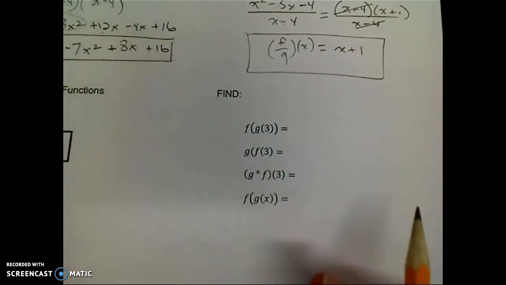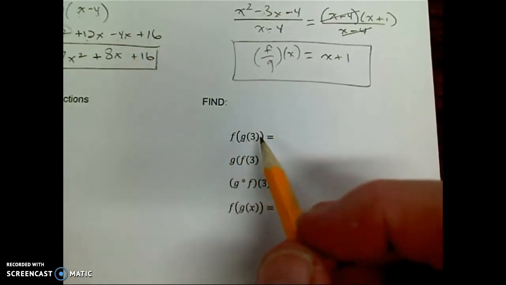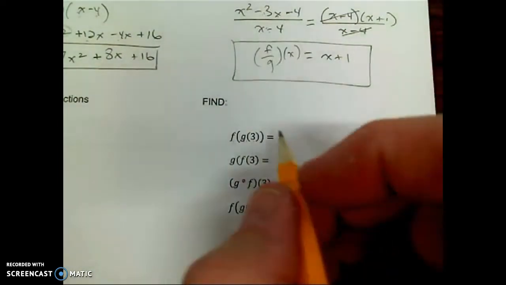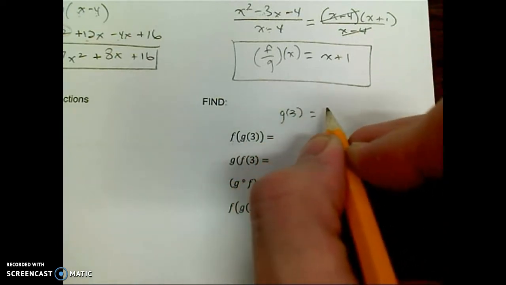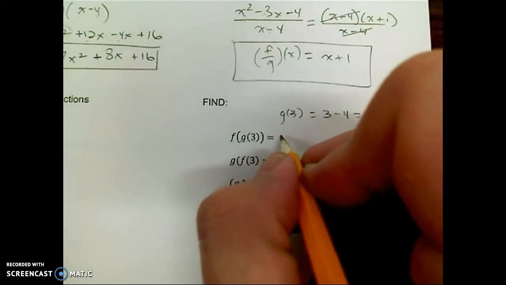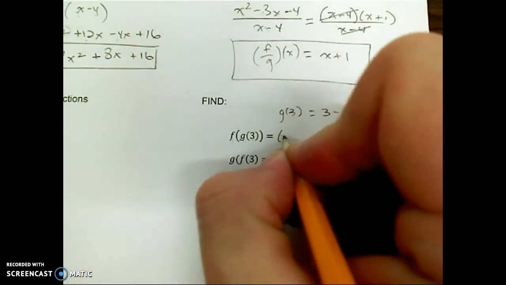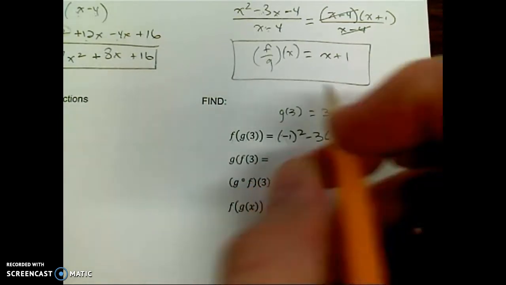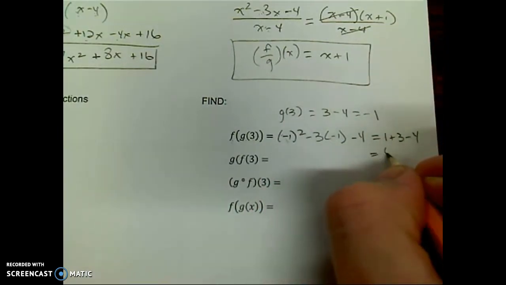There's a couple different ways that you can think about that. One of those is that you can just go ahead and directly substitute in the 3 into the x minus 4, and then place that in place of the x in x squared minus 3x minus 4. The other is that you could go ahead and do your g of 3, which equals negative 1, and then use that as the input. So I had x squared, that's going to be negative 1 squared, minus 3 times negative 1 minus 4. So 1 plus 3 minus 4 is equal to 0.